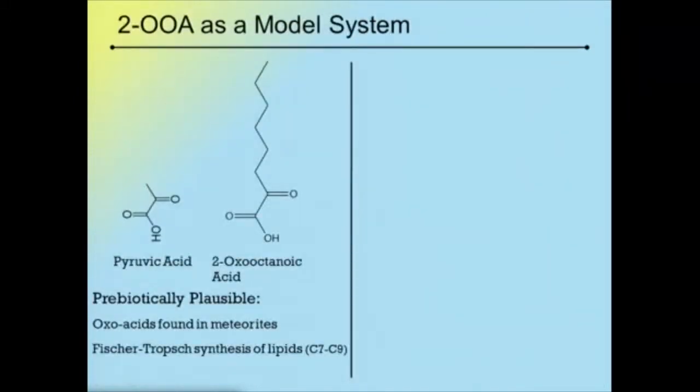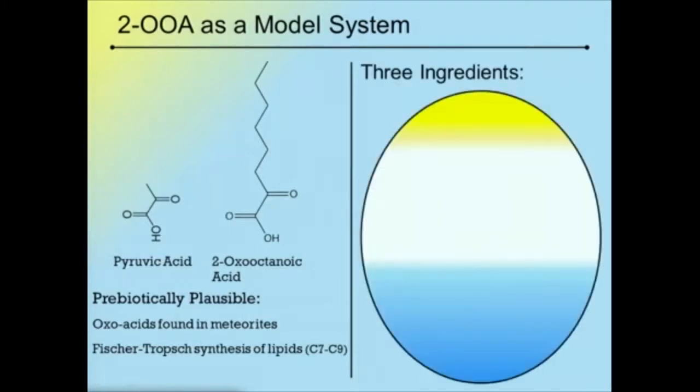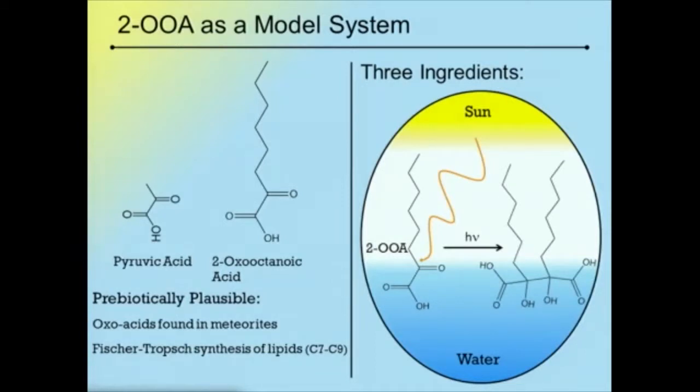Well, if we take a molecule like pyruvic acid and then a different molecule like 2-oxooctanoic acid, which is basically pyruvic acid but with a hydrophobic tail, it has all the same functionality, and so we could expect that this will do the same photochemistry. And this 2-oxooctanoic acid is at least relatively prebiotically relevant. Oxoacids have been found in meteorites, and it's an 8-carbon molecule, which is also relevant. If that's the case, and it does do the same photochemistry, then all you need to make a double-tailed lipid are water, 2-oxooctanoic acid, and the sun in order to get to this, which is a double-tailed lipid. Not a phospholipid, but a lipid.